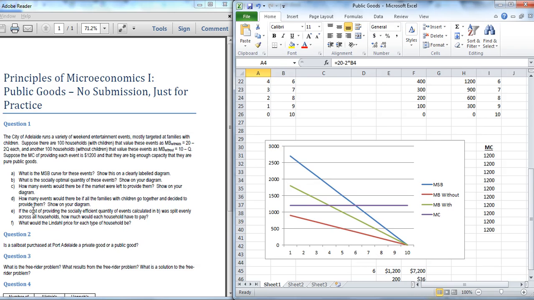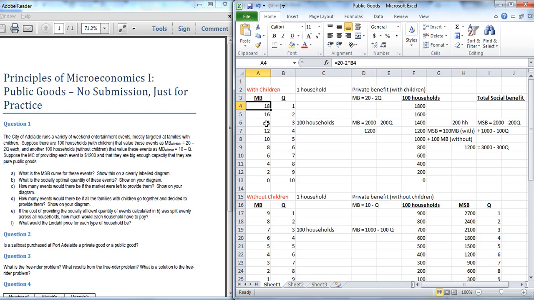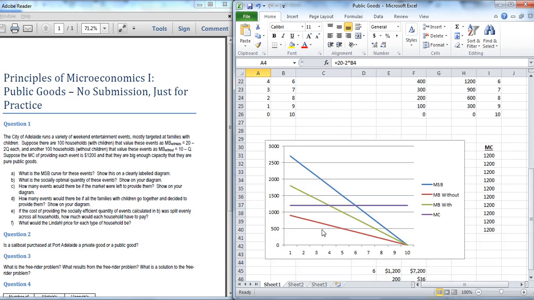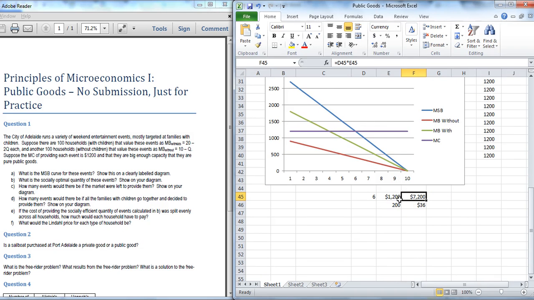So what is that cost of producing 6 events? Well, sure, it's $1,200 as a marginal cost, but remember that's a marginal cost, that's per extra event. Right? So if you've got 6 events, the total cost is going to be 6 times 1,200, or in other words, 7,200. That's going to be the total cost. So if the total cost is 7,200, and we were splitting that evenly across all households, well, how many households do we have? We've got the 100 with children and the 100 without children. So we've got $7,200 to split between 200 households, and you're going to get 7,200 divided by the 200 households, which I've done previously. You're going to get a total cost per family of $36.